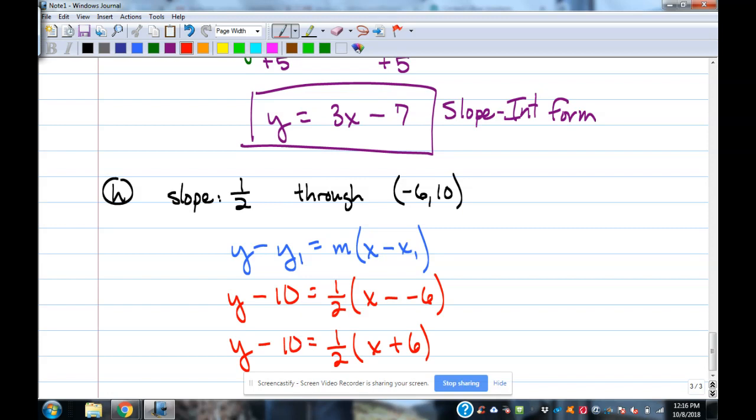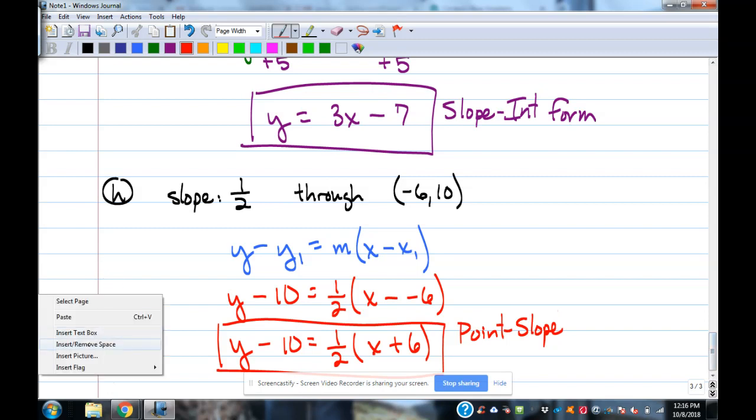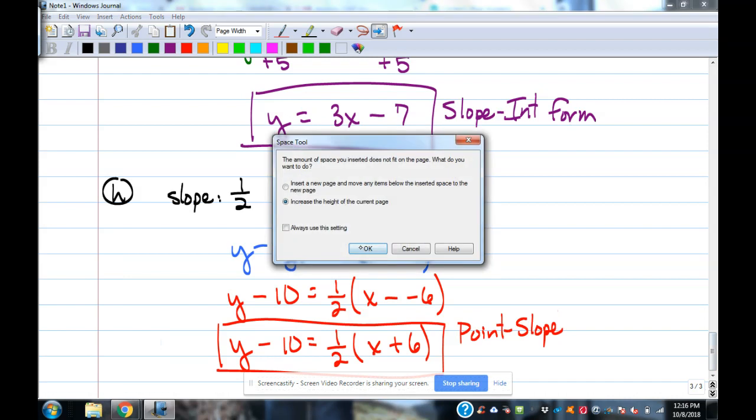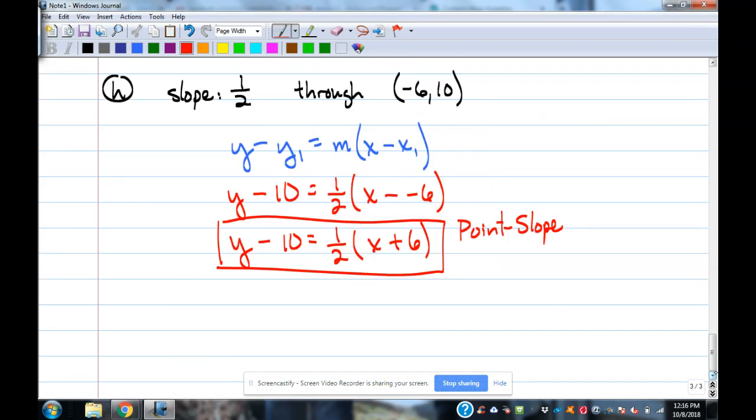I call that cleaning it up, because double negative always is going to turn into a plus there. So this is point slope form. There's point slope. What do I need to do in order to get this into slope-intercept form? What am I trying to get by itself in slope-intercept form? Y. So what's my first move?